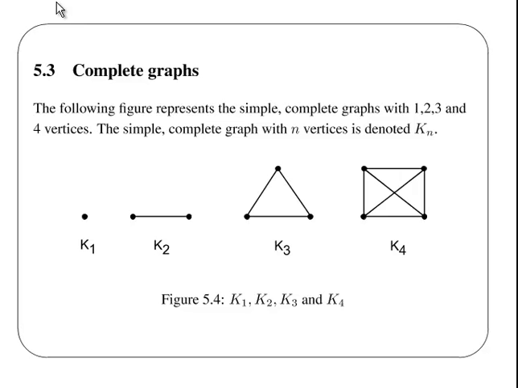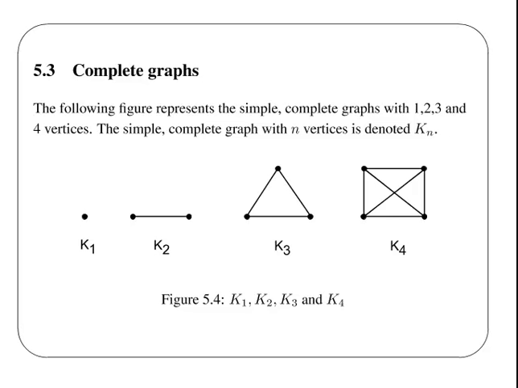In this second part of the presentation, we're going to look at special types of graphs. Now, in the first instance here, what we have is a picture of figures of four simple complete graphs, each with the respective amount of vertices 1, 2, 3, and 4. First off, it's a simple graph because between each pair of vertices there is only one edge.